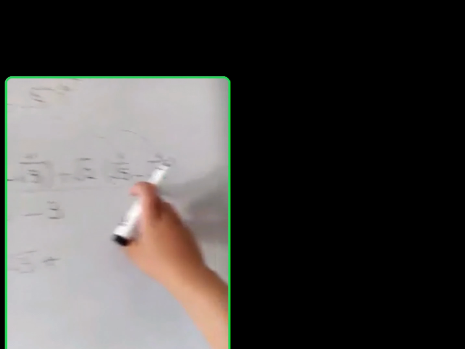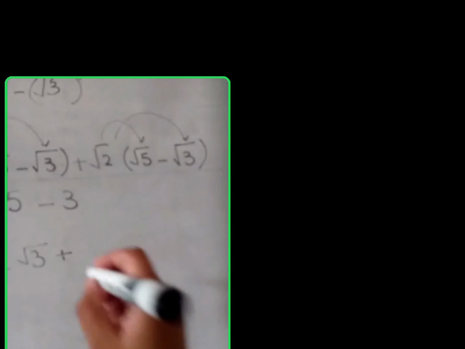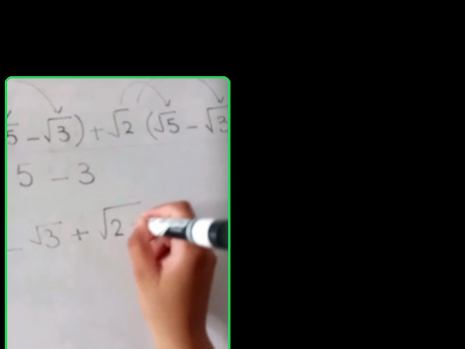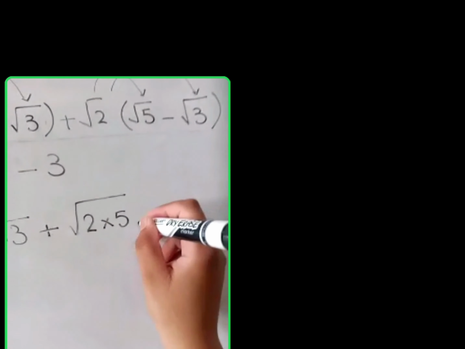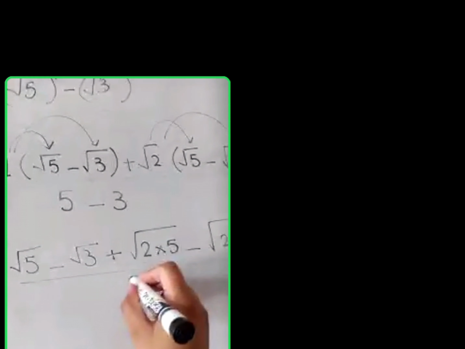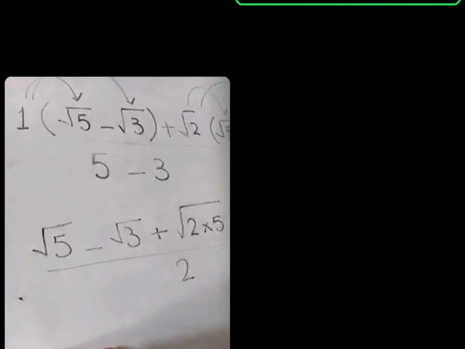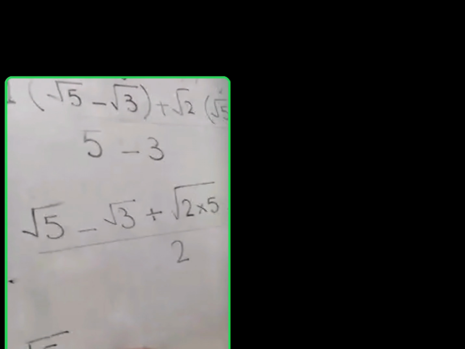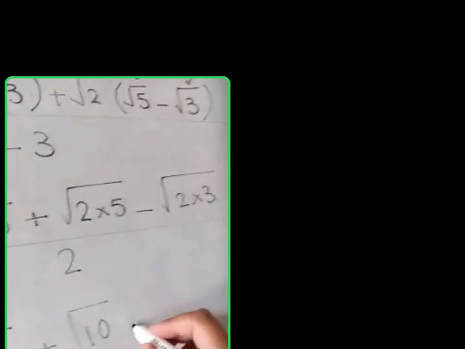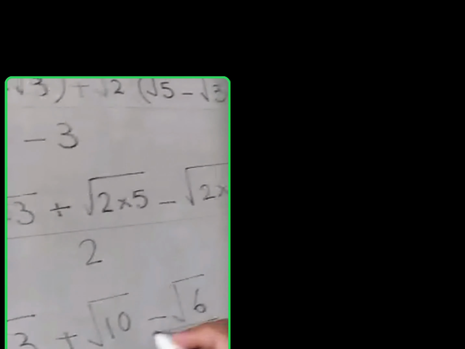Now it is square root 2 into square root 5. Square root 2 into square root 5, both of the inner numbers will be multiplied. 2 times 5 because both are having same radical. Now this plus minus minus, similarly 2 times 3 divided by 5 minus 3 is 2. Is it clear? Yes, ma'am. Okay. Now it is square root 5 minus square root 3 plus square root 10 minus square root 6 divided by 2. It is the answer for the first term.